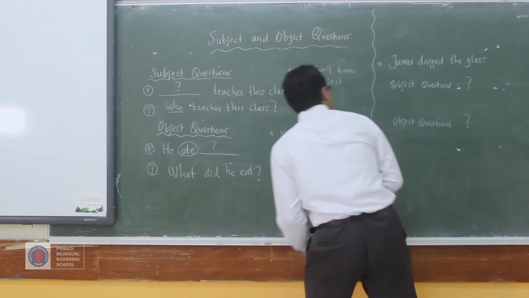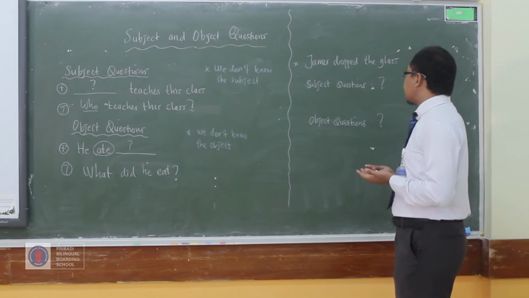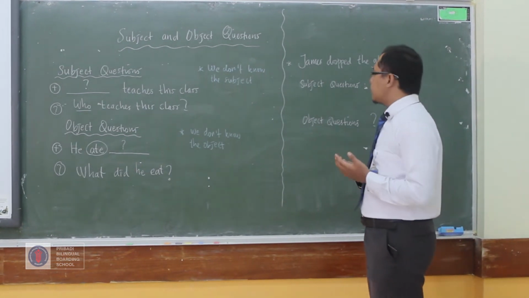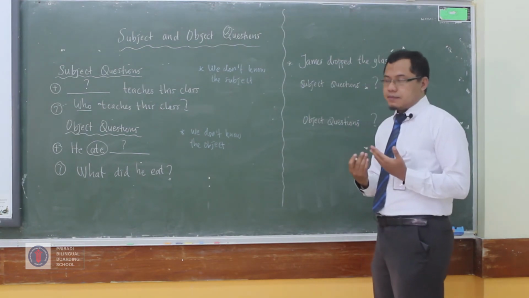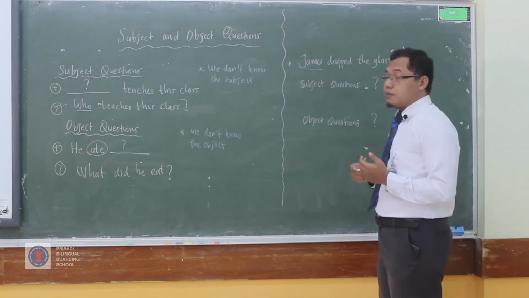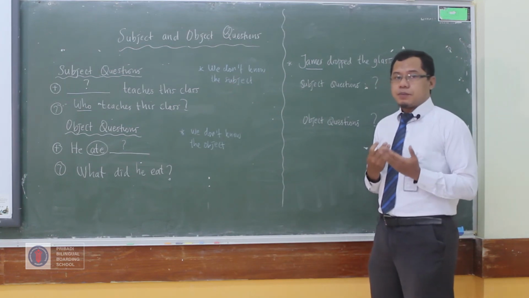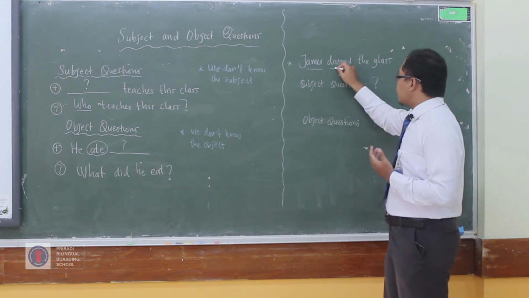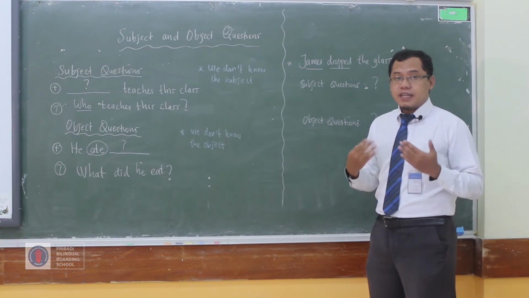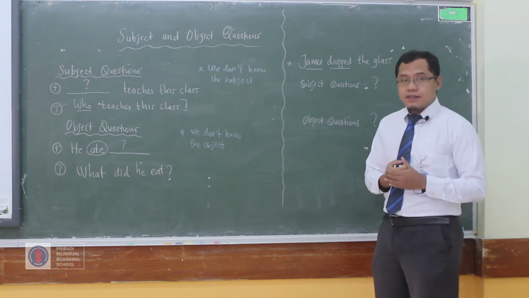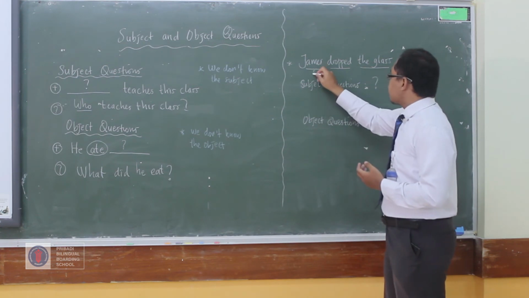Now, let's take a look at this sentence. I've got another sentence here. James dropped the glass. So what is the subject of this sentence? Who performs the action? Yes, James. James is the subject. And what is the action? So what is the verb? Excellent. Dropped. Dropped is the verb, the action performed by James. And what is the object? Glass. Okay, the glass is the object.